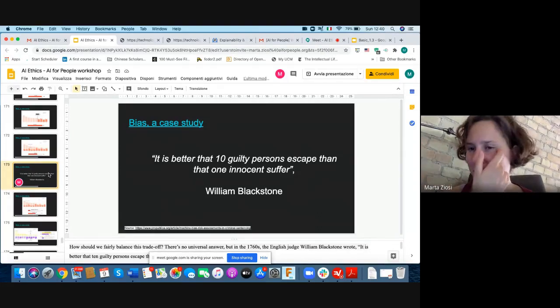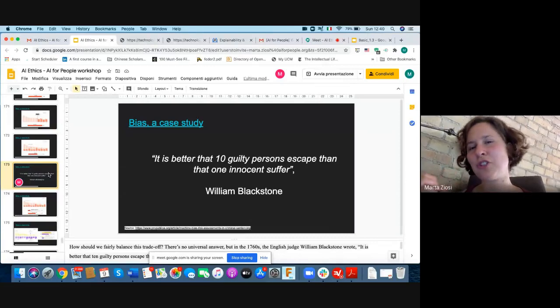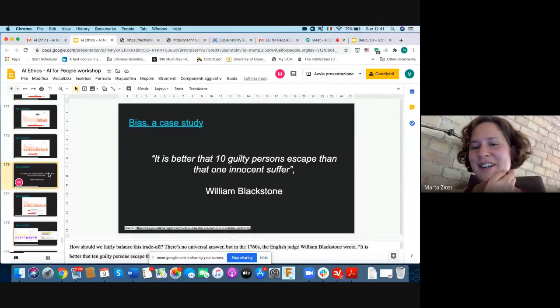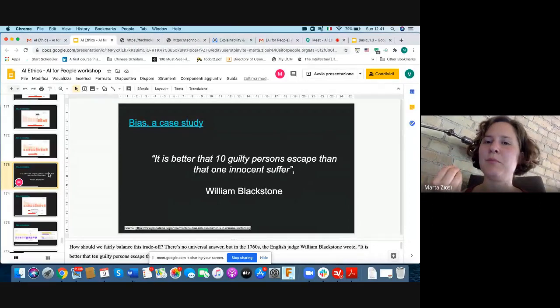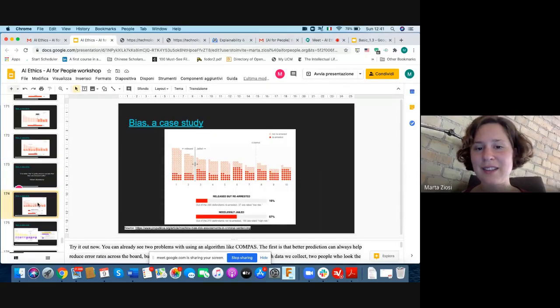From this, you might guess that the error they're more lenient on is that they prefer to be less strict on people who ought to be jailed but are let out, rather than be too stringent and put in jail people who shouldn't have been there. So in William Blackstone's words, he prefers to let 10 guilty persons out of prison than to put one in jail by mistake who didn't have to be there. So now we exemplify that in this case study.